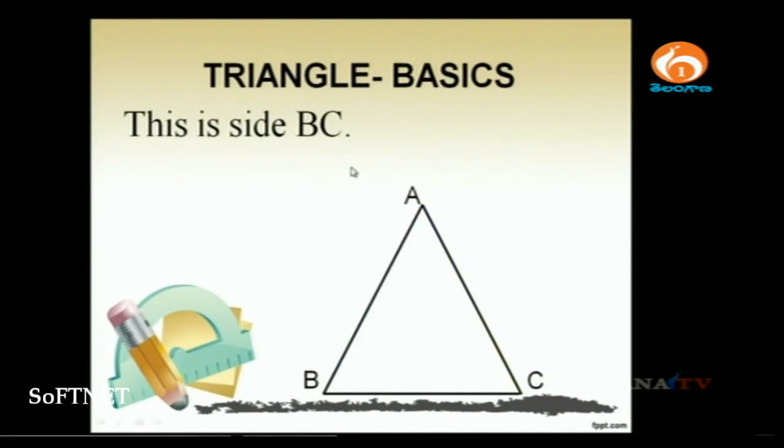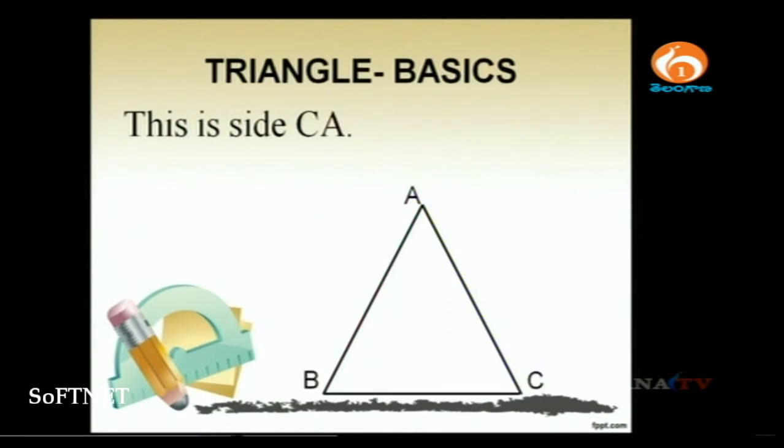And now, this is side BC. Children, can you guess what may be the side CA? What may be the side CA? Oh, this is side CA. A line segment from A to C may be denoted as CA or AC. Whatever it may be, it's your option to choose its name.